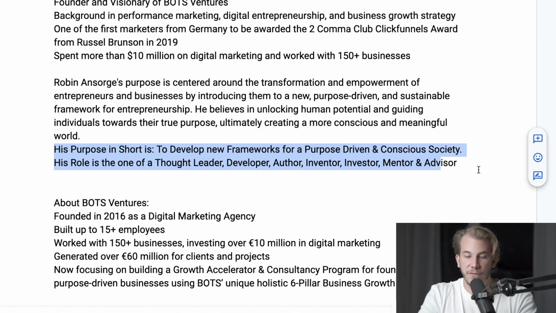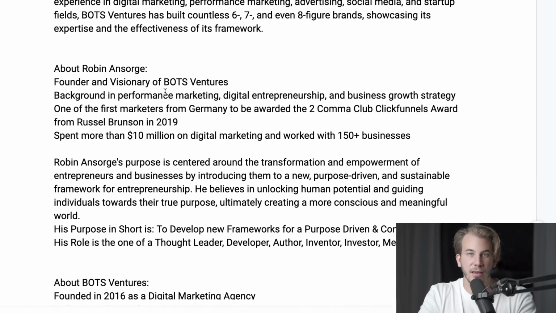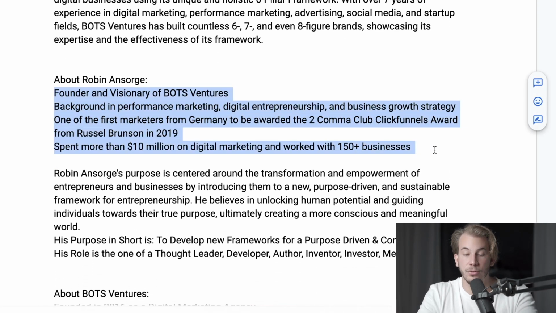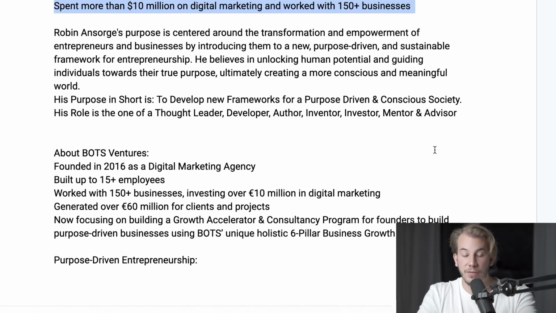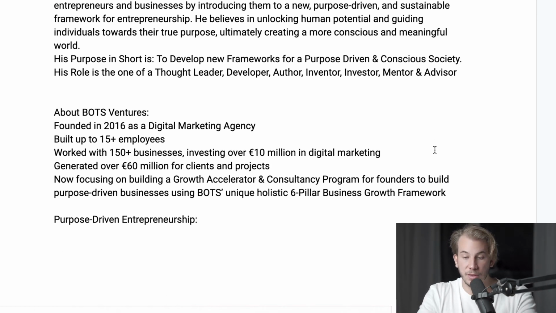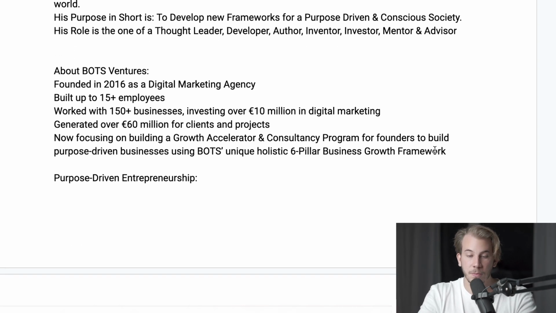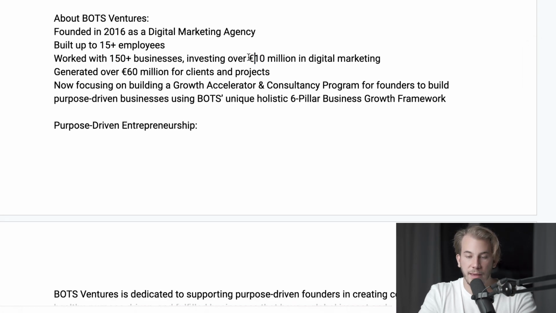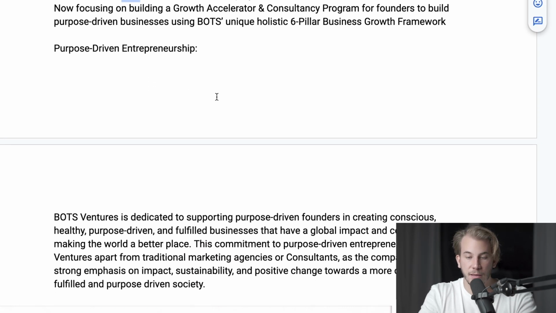So you see it's very, very tailored, and it's not like bullet points. It's the whole explanation like you would explain it to a new employee. You're having a new hire, you explain your business background like this. About Bots Ventures, founded 2016. Here you see relevant key data points: year, number of employees, number of clients, experience in running ads, and achievements.